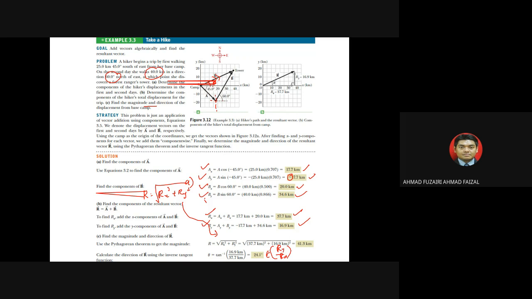So that is all the components. You look at how the question is discussed. This is how you solve the questions of vectors using components. You must have components, you must have a magnitude, and you must have a direction. These three concepts can help you to solve your problems in vectors.